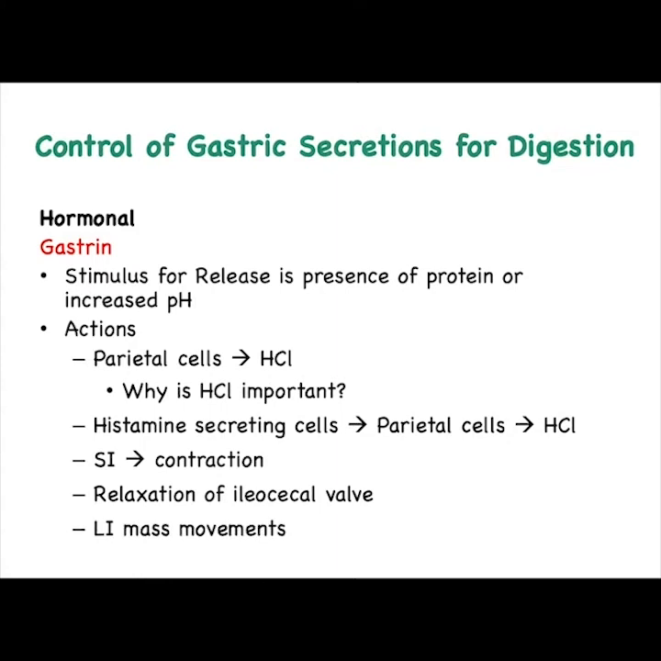Lastly, gastrin stimulates the smooth muscles in the walls of the large intestine or colon to contract. These contractions are called mass movements. They are long, strong, powerful contractions that move the feces into the rectum.